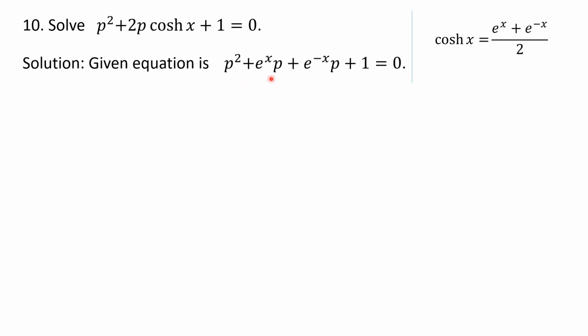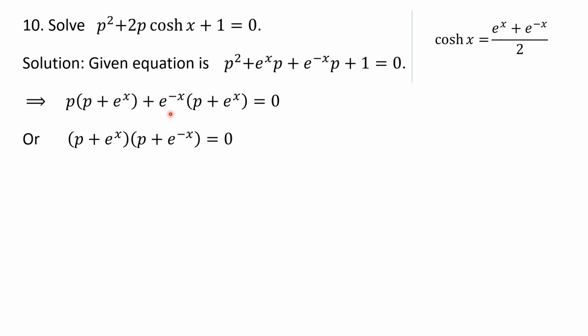So from the first two terms I can take the common p. So left out is p plus e power x. From the third and fourth, if I extract p plus e power x, what is expected is e power minus x is common here. So just observe e power minus x into e power x is e power 0, that is nothing but 1. So that means p plus e power x into p plus e power minus x equal to 0. The factors are p plus e power x, p plus e power minus x. Equate each to 0, we get first order first degree differential equations dy by dx equal to minus e power x and dy by dx equal to minus e power minus x.